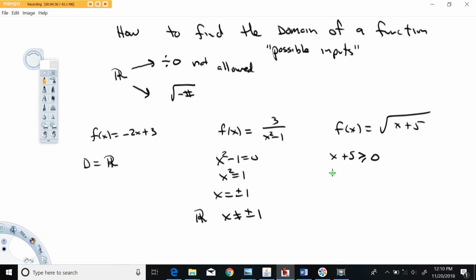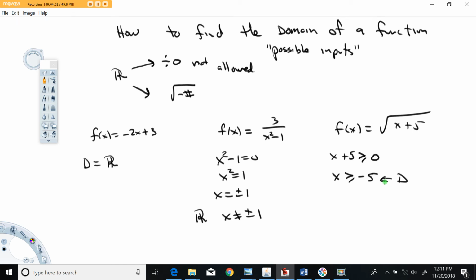And if we solve this for x, we get x greater than or equal to minus 5. There's our domain right there. All values of x greater than or equal to negative 5. So for example, negative 3 is in the domain. 0 is in the domain. 152,412 is in the domain. But negative 6 is not in the domain of this function.